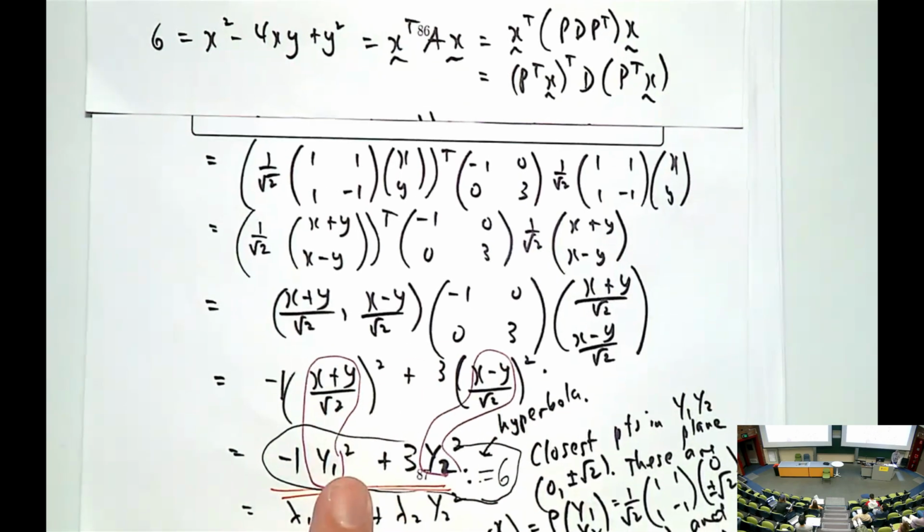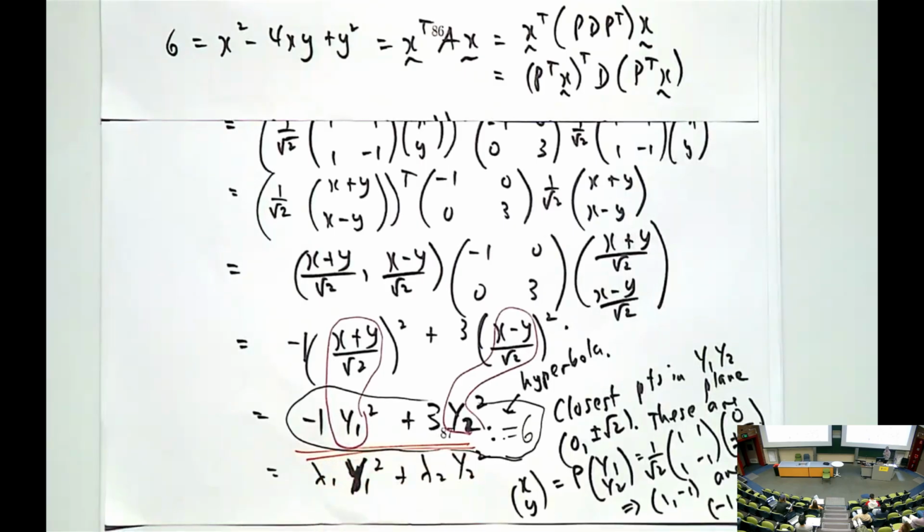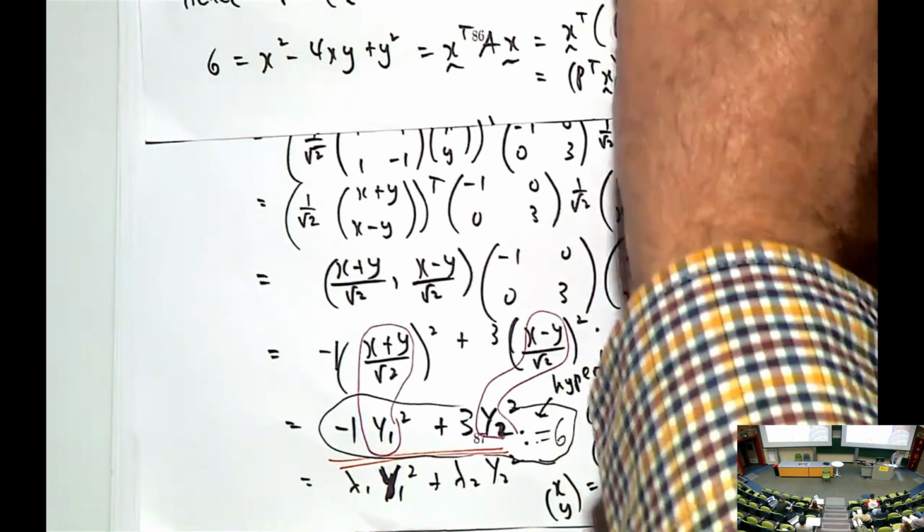If I have a form like this, say in the y1, y2 plane, it's not going to be an ellipse, it's going to be a hyperbola. Okay? And because these things are rotations, you're not going to change the distance to the origin when you make these change of axes or change of variables. So, to work out where the closest point is, that was the original question, right?